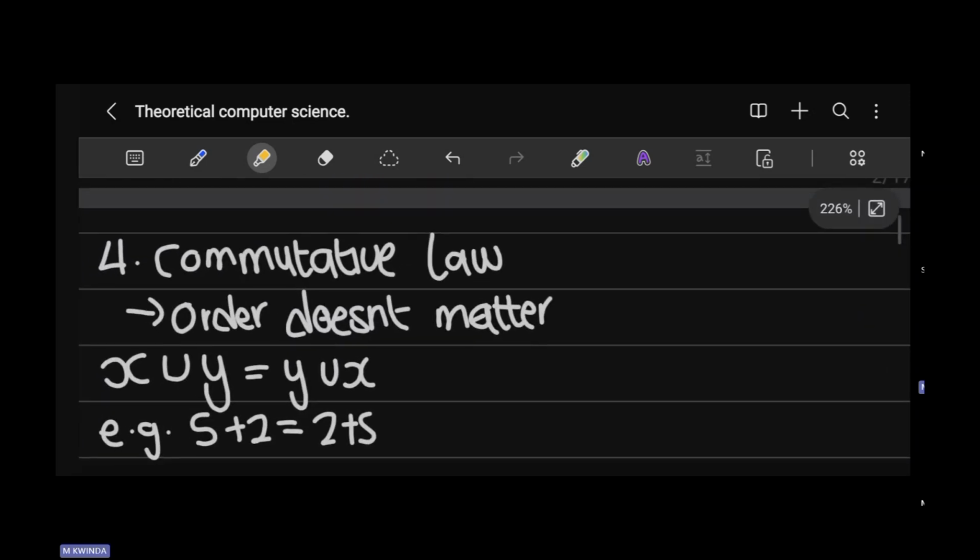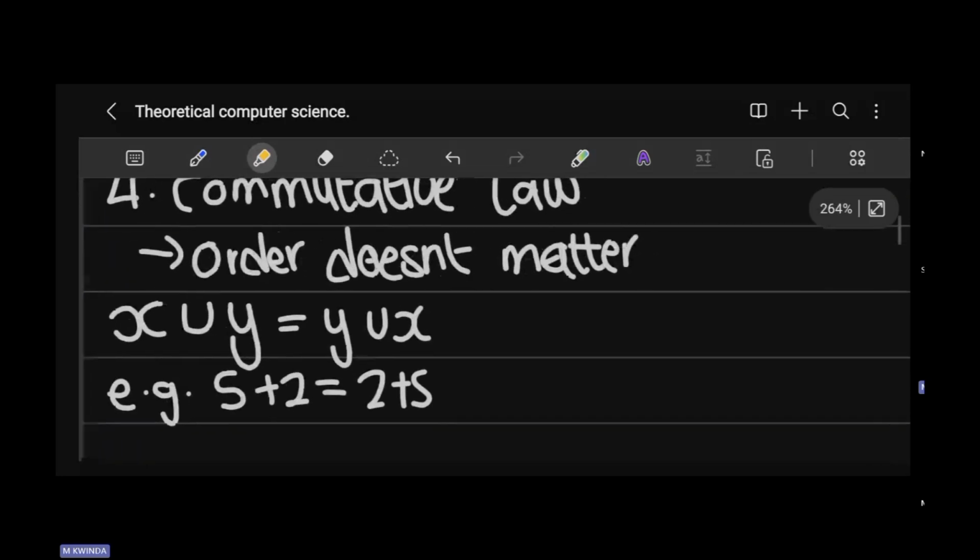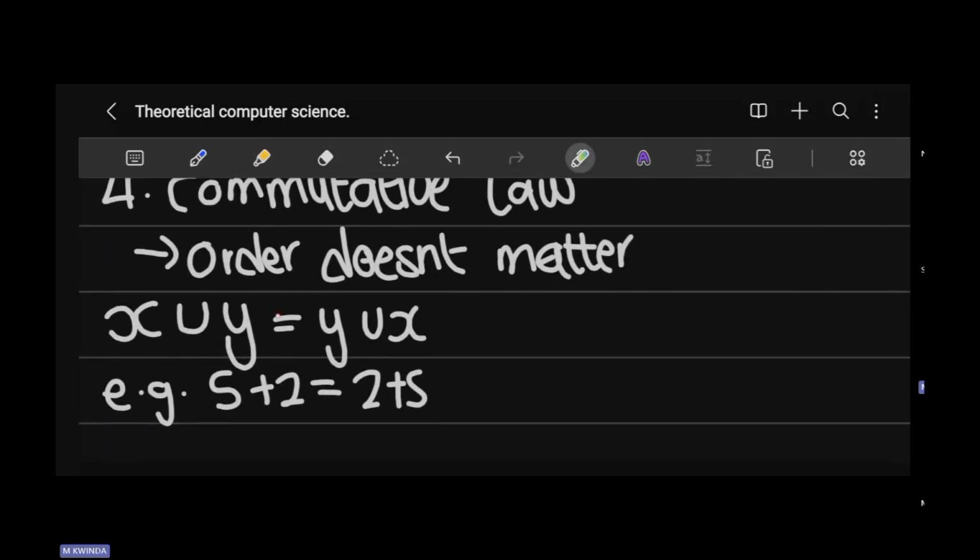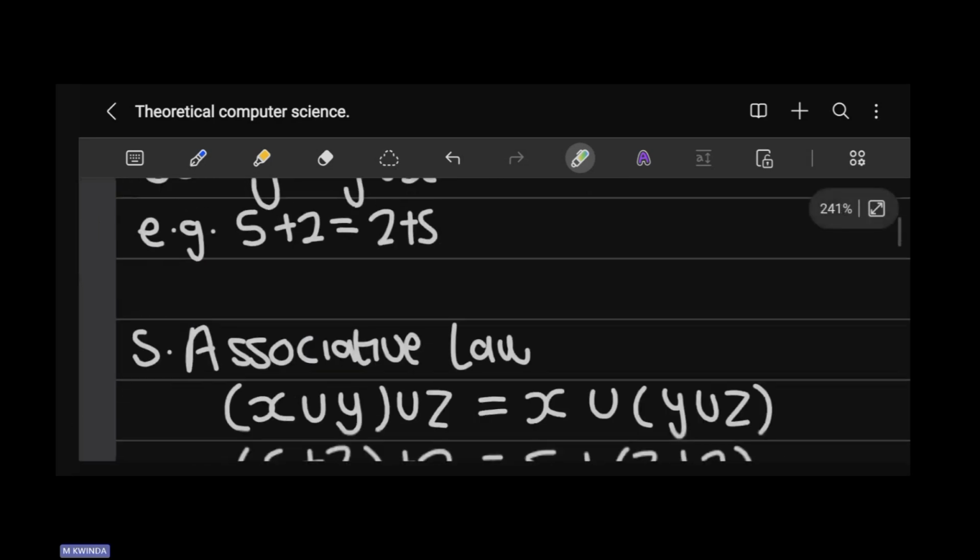Okay, I'm going to brief us on the commutative law, associative law, and the distributive law, and then we're going to do a proof that requires us to know all of these, right? With the commutative law, order doesn't matter. If you have x or y, you can change it to y or x. It's still the same thing. It's the same as saying 5 plus 2 and 2 plus 5. It gives us the same answer.